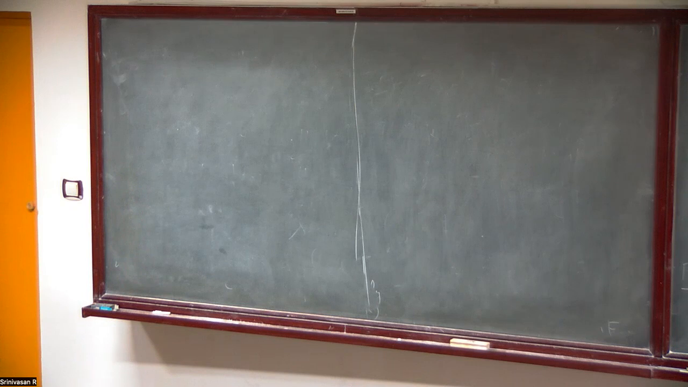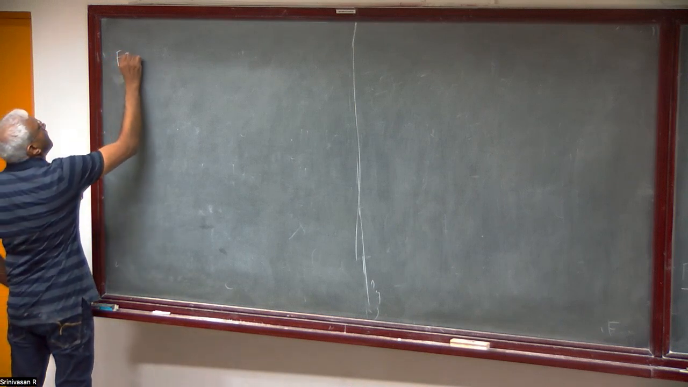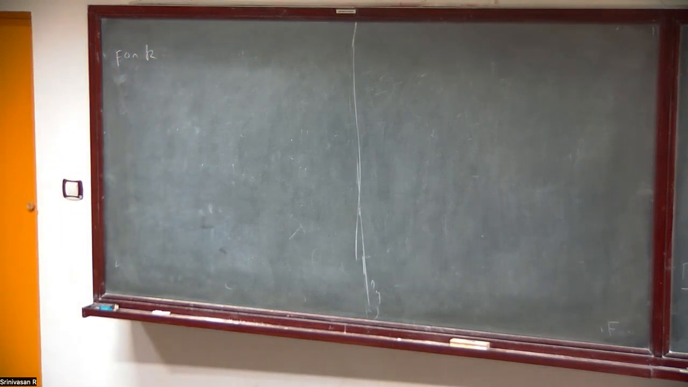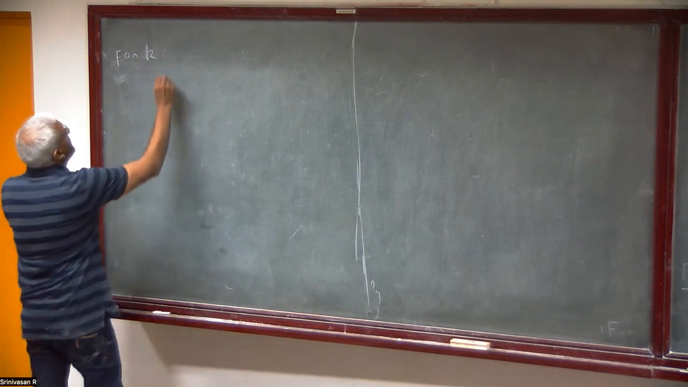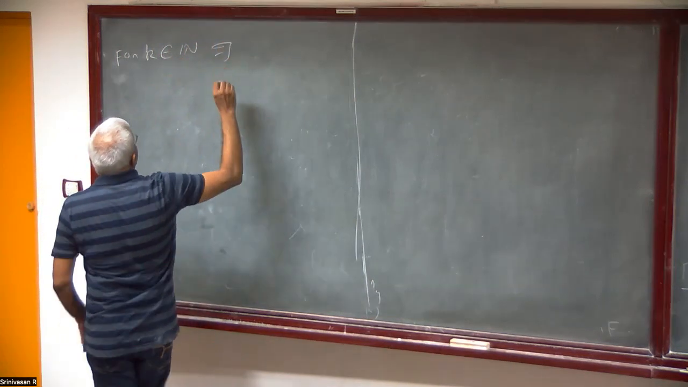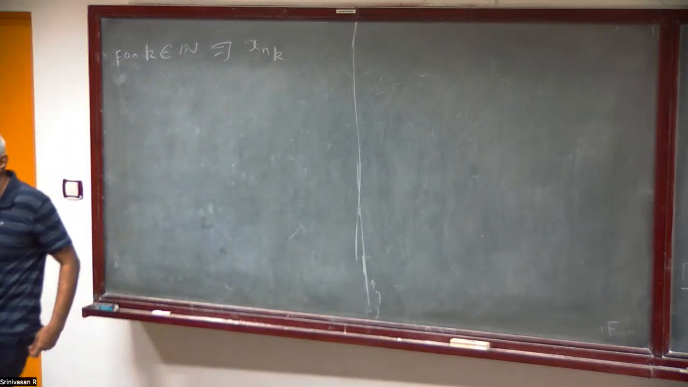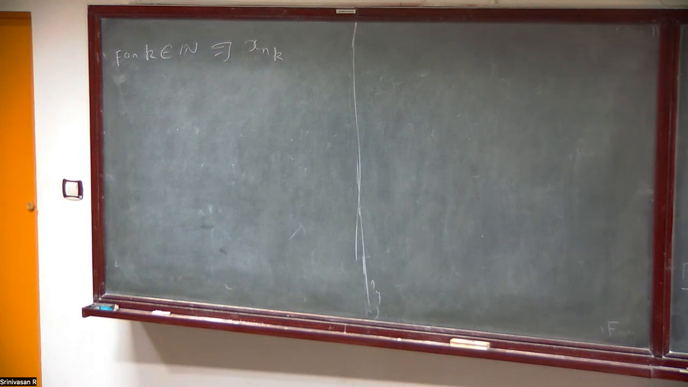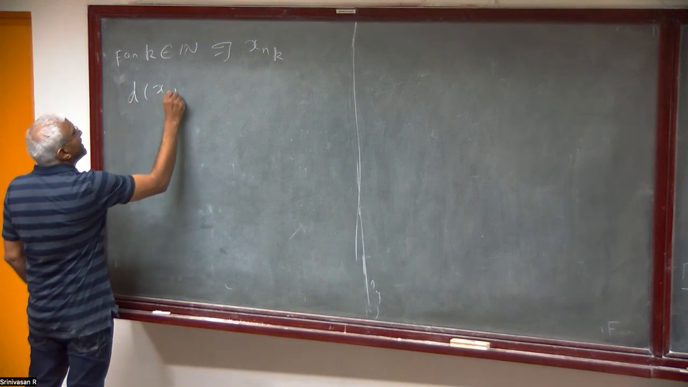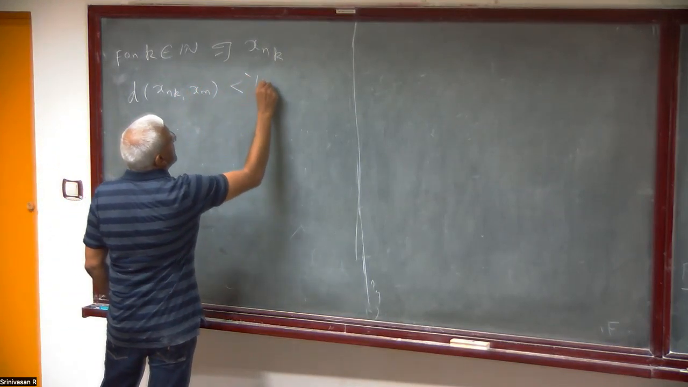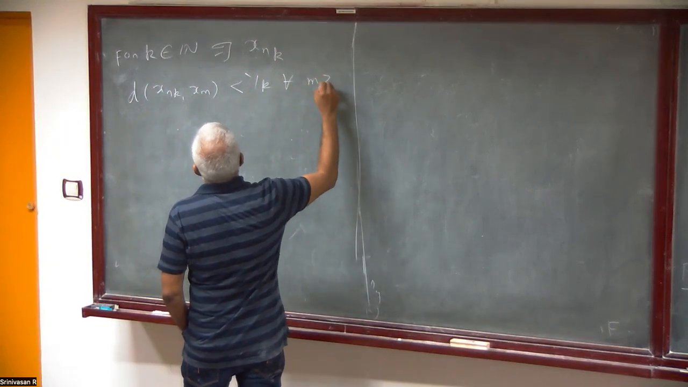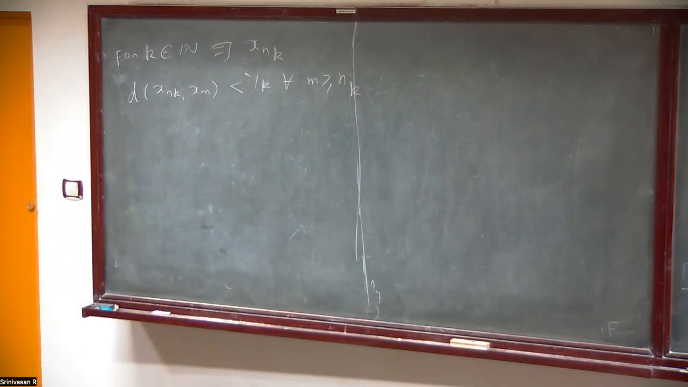So what have we done? What do you have to prove? We have a Cauchy sequence and we have to find a convergent subsequence. So for k in N, there exists an n_k, I mean, I'm choosing a subsequence. And we have to use compactness. Such that d(x_{n_k}, x_m) is less than 1 by k for all m greater than n_k, by Cauchiness. This is true. So we have used Cauchiness.